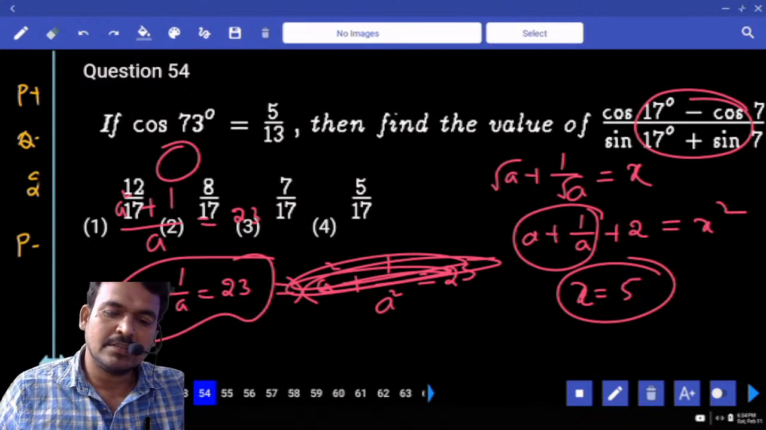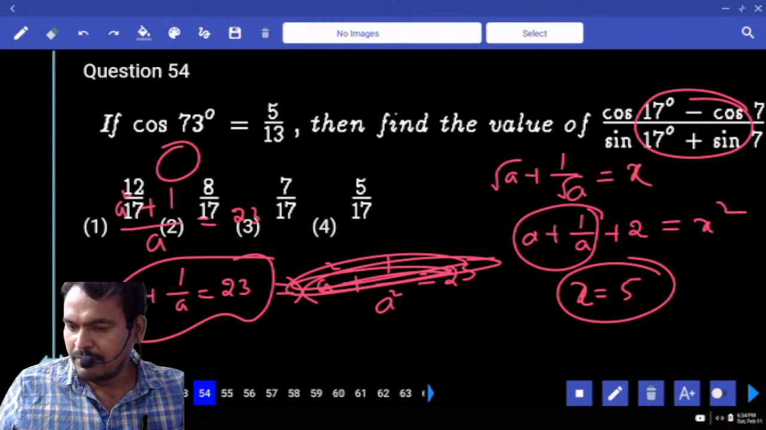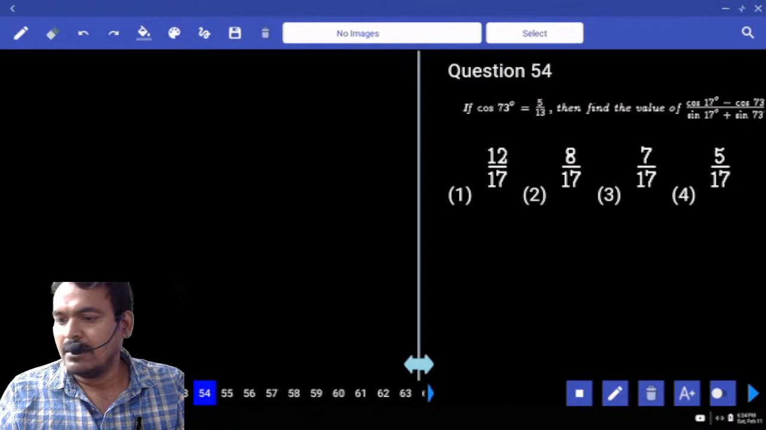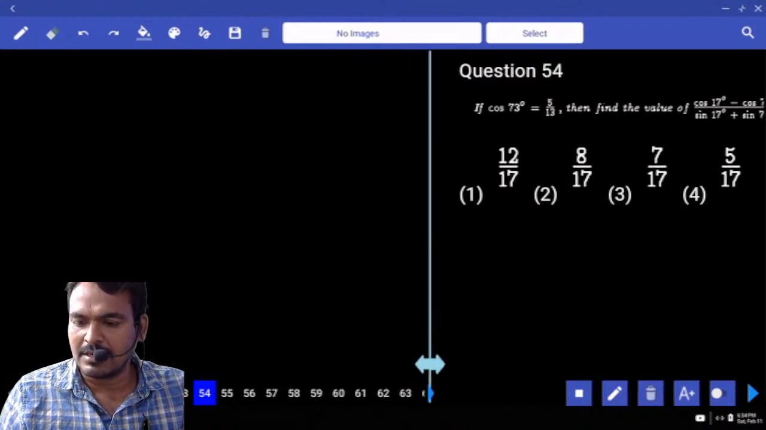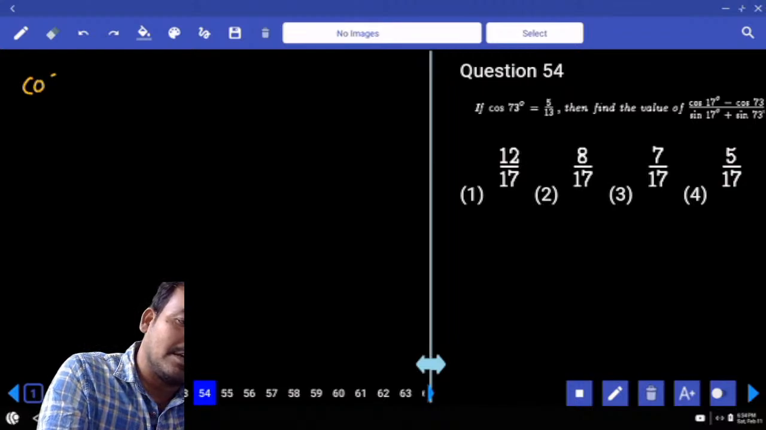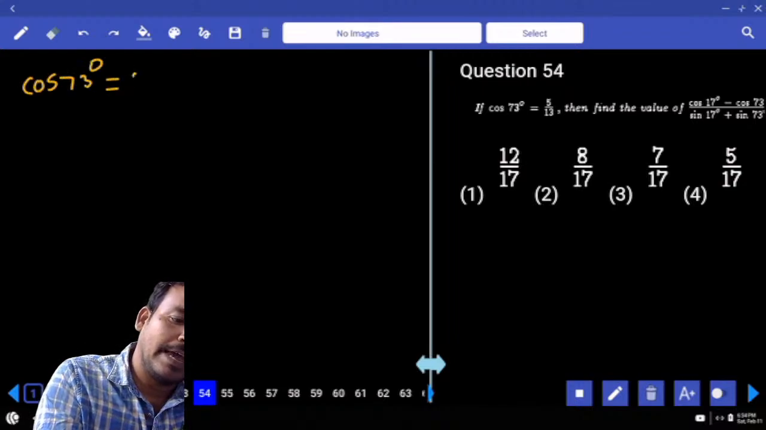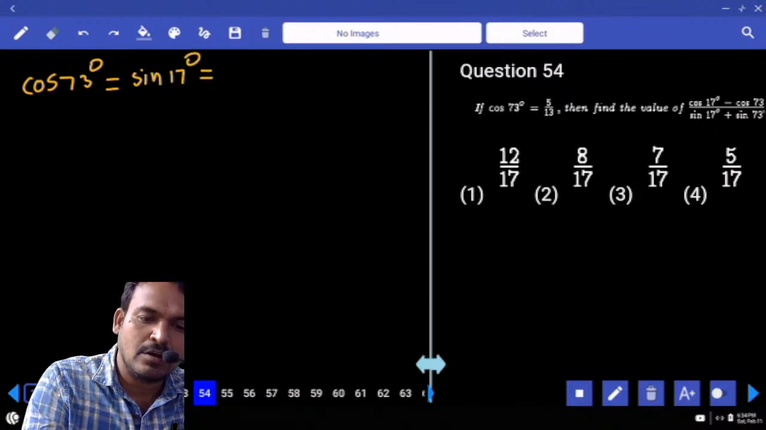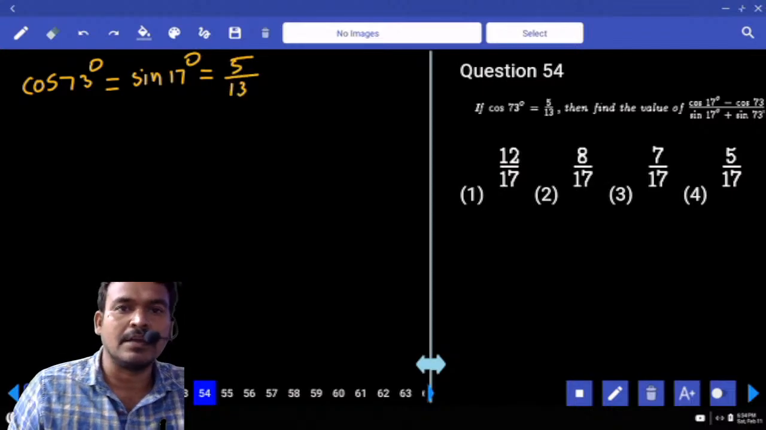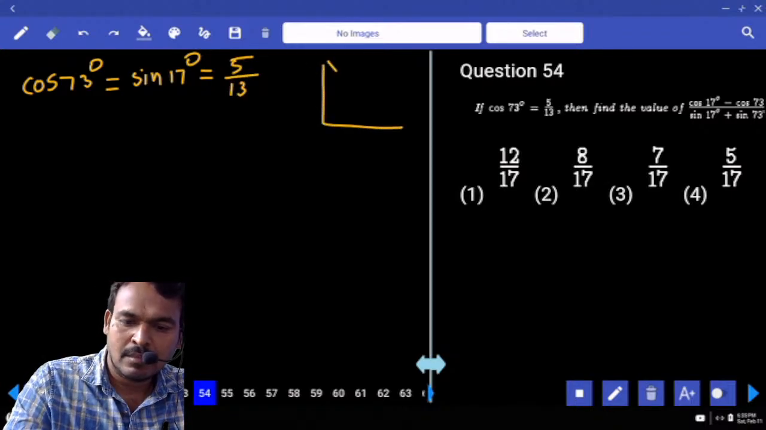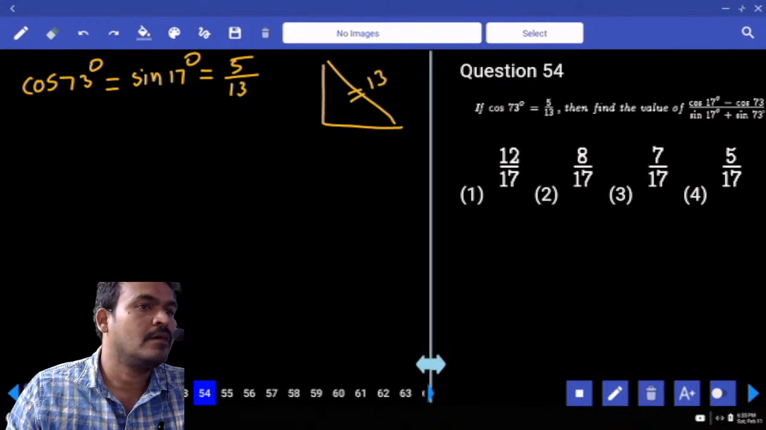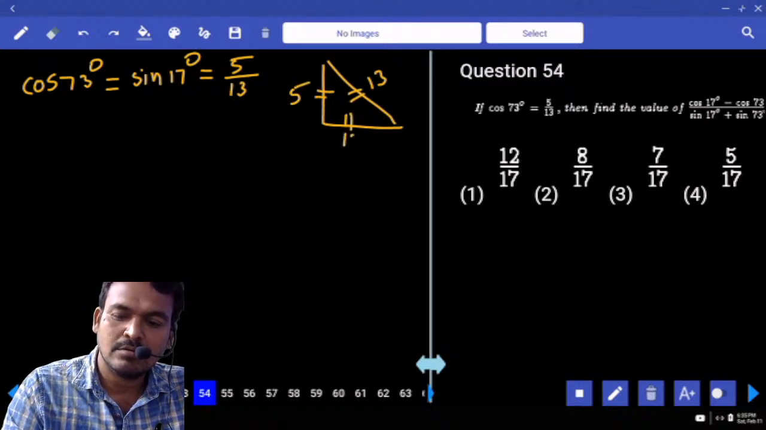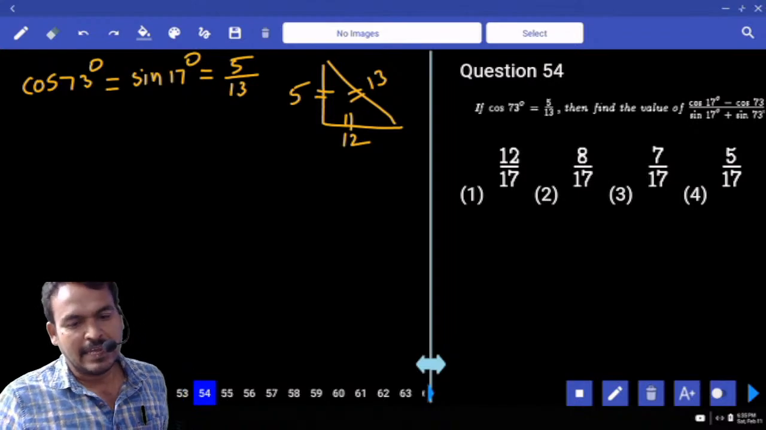Next, if cos 73 equals 5 by 13, then find the value of (cos 17 minus cos 73 degrees) by (sin 17 plus sin 73 degrees). Cos 73 is also equal to which one? Sin 17. That is equal to the fraction given, 5 by 13. In the right angle triangle, 13 is the hypotenuse value, 5 is one of the sides, and the other side is how much? 12.